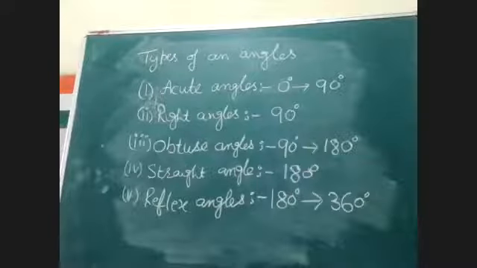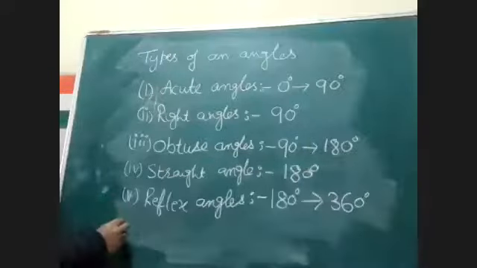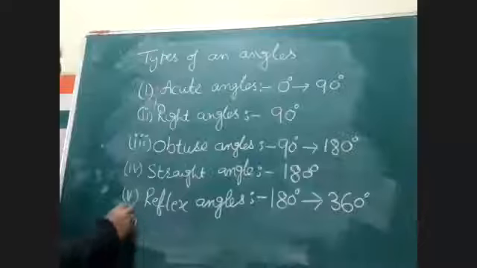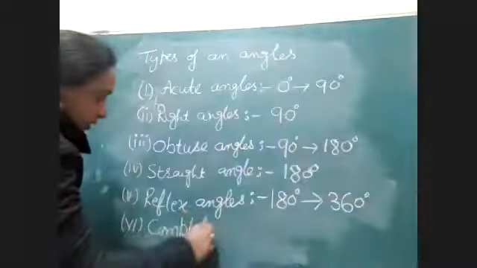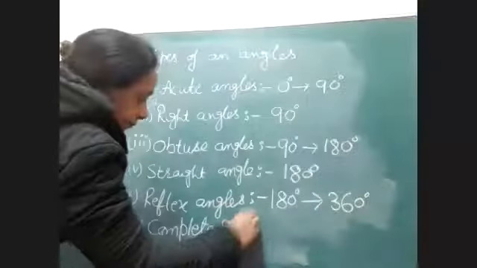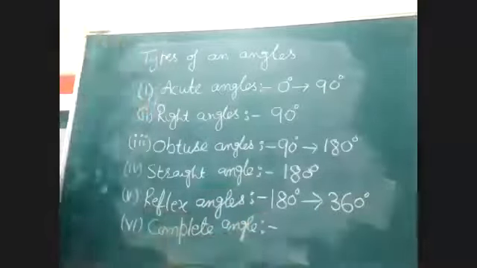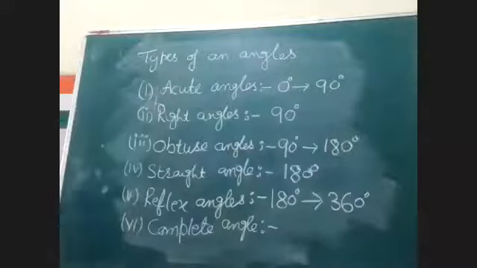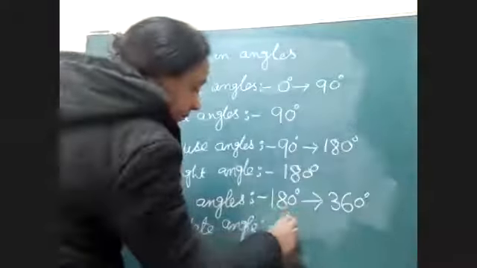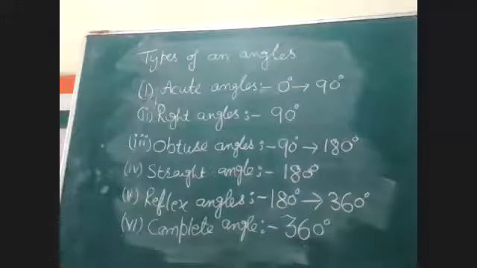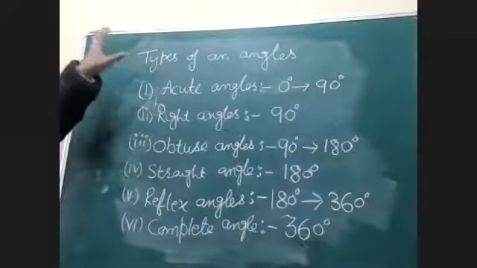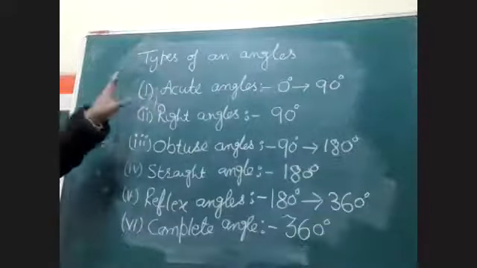At last, the complete angle. An angle which measures 360 degrees. 360 degrees is a complete angle. So these are all the types, the classification of angles.